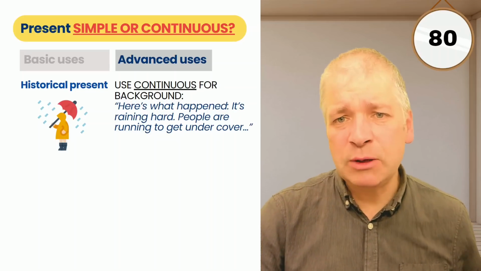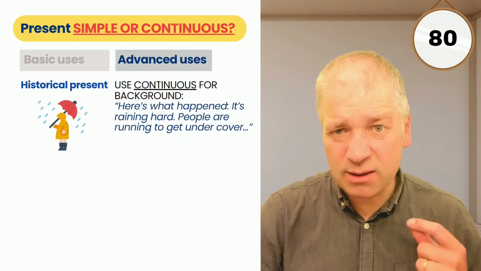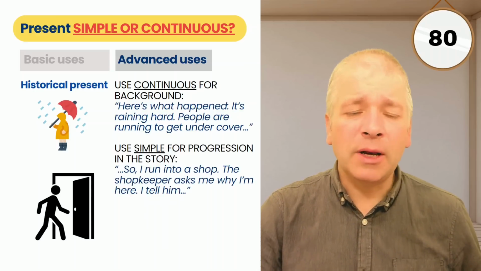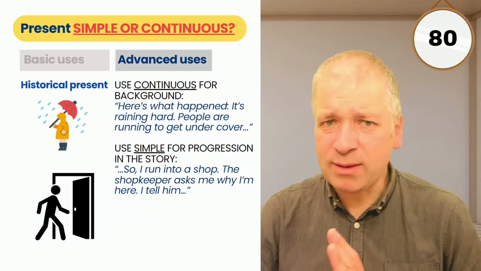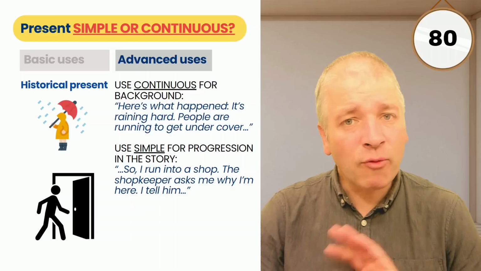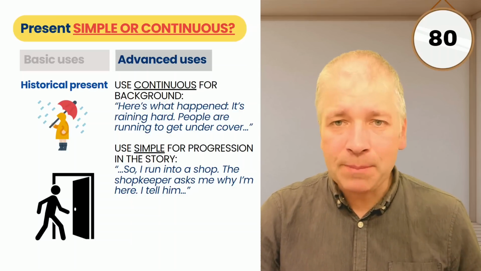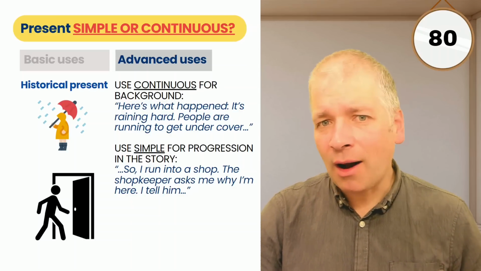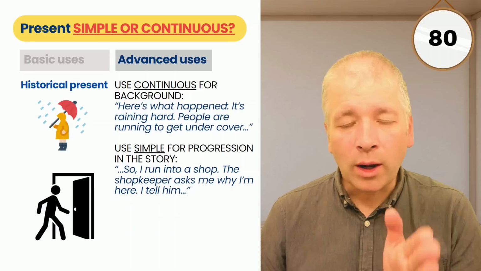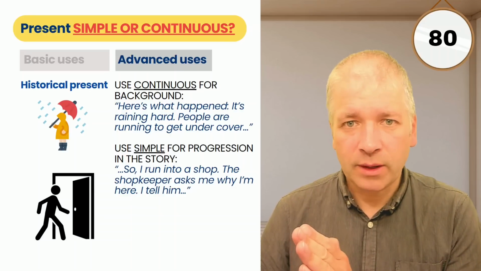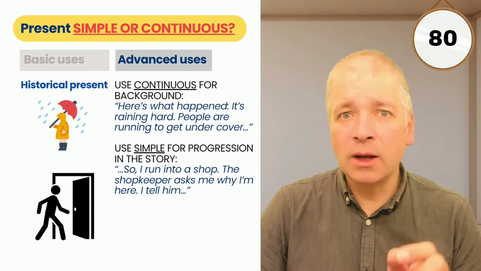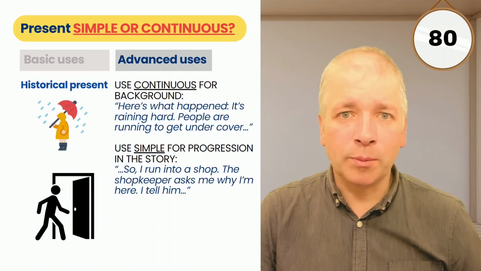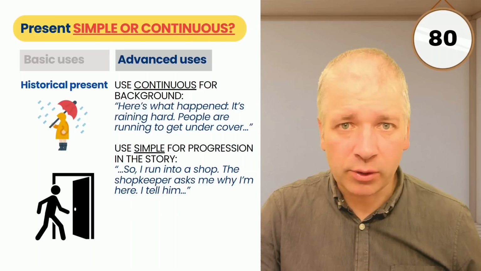And the present continuous can be used if we're using the historical present. But if we're using simple forms, we're trying to make progress in the story. So I run into a shop. The shopkeeper asks me why I'm here. I tell him. One after the other after the other. So if we're trying to make progress in time in the story, the present simple would be preferred if we're using the historical present.